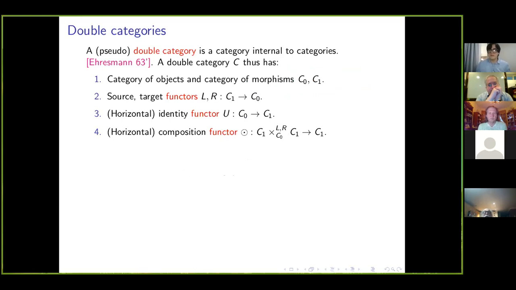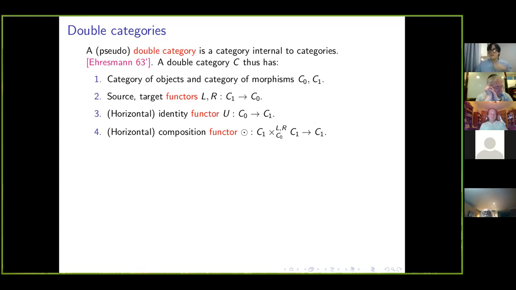A double category is a pair of categories, C0 and C1, the category of objects and the category of morphisms of C, horizontal source and target functors, L and R, from morphisms to objects, or left and right frame functors from C1 to C0, a horizontal identity functor, which we write as U, from objects to morphisms, and a horizontal composition functor from this fiber product here to C1. So a double category is just that: a category of objects, a category of morphisms, source and target functors, an identity functor, and a composition functor.